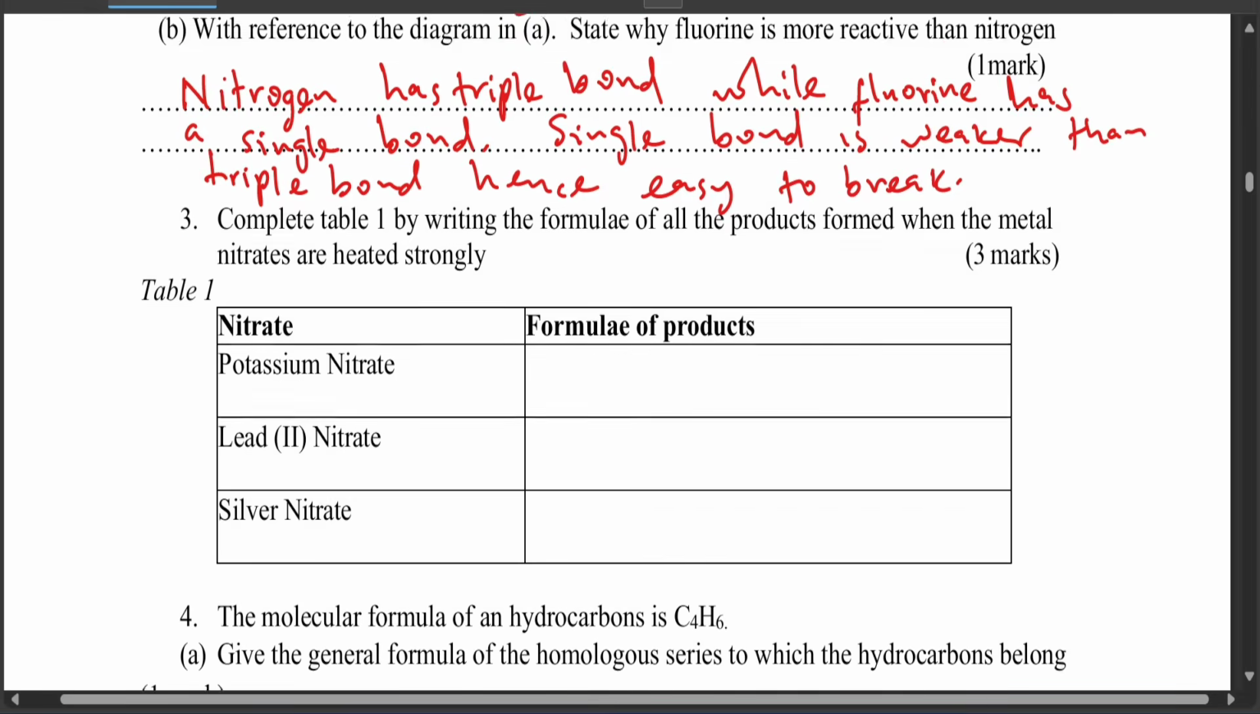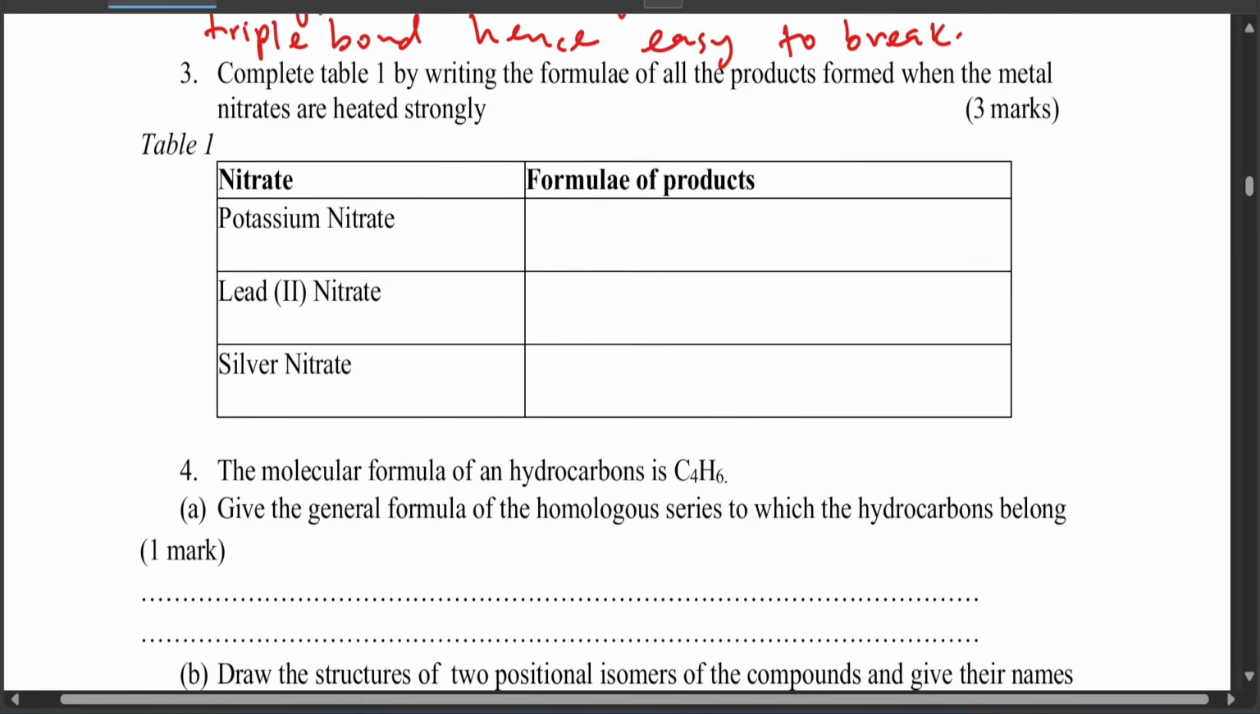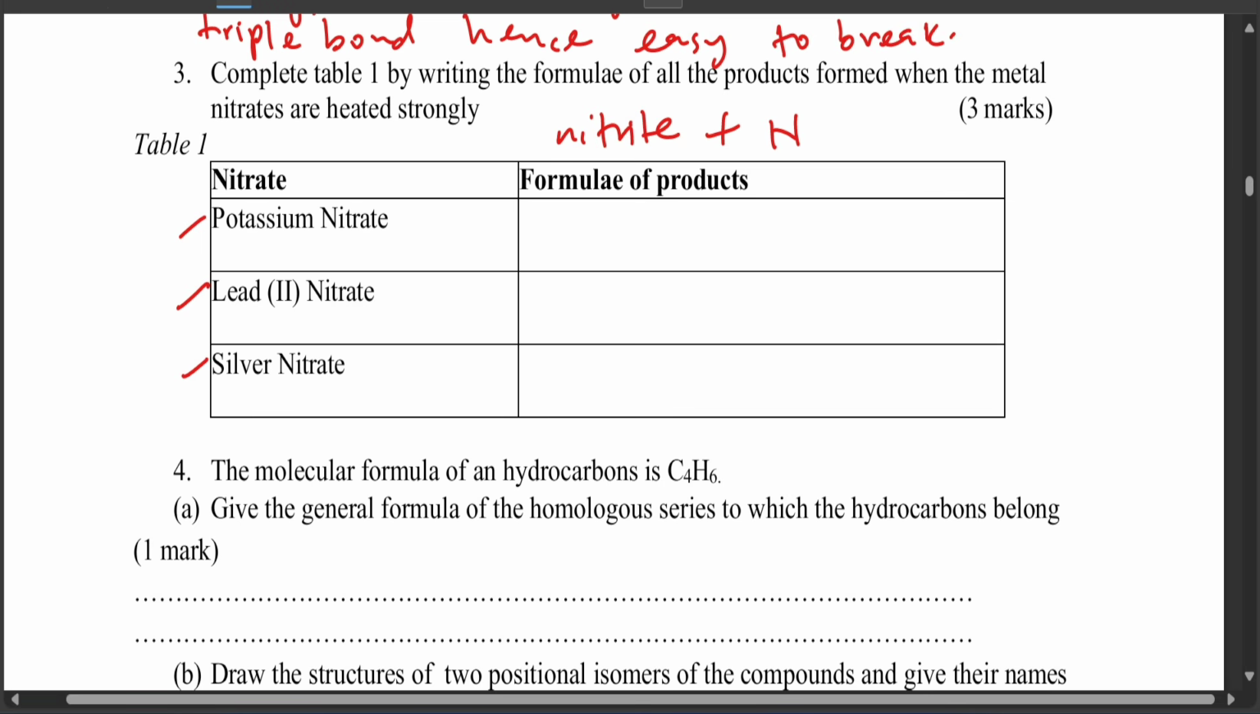So let's go to question 3. Complete table 1 below by writing the formula of all the products formed when the metal nitrates are heated strongly. For the case of nitrates, they're in 3 stages. For the first stage, which is potassium nitrate and also sodium nitrate, if you heat potassium nitrate or sodium nitrate, you'll get potassium nitrite plus nitrogen dioxide.